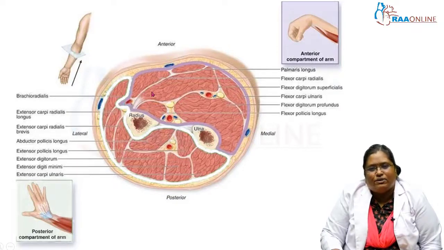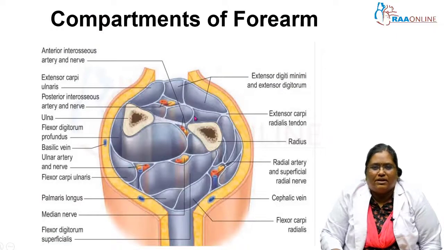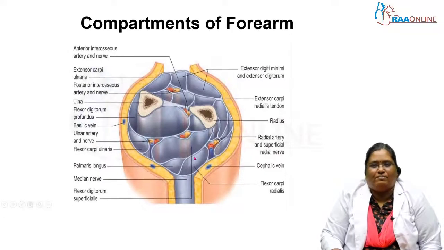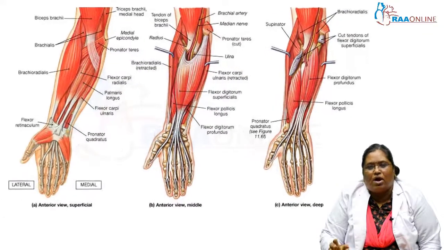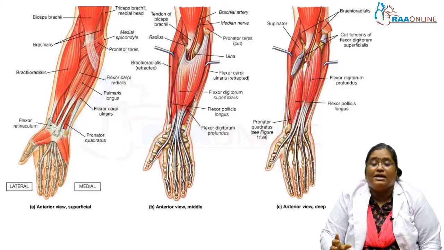Look at these muscles: every muscle, the 8 muscles present in the front of the forearm, is totally covered or fully wrapped by the deep fascia of the forearm. You can see how the muscles are arranged here. This is the compartment of the forearm, and this is again both the flexor and the extensor compartment of the forearm.